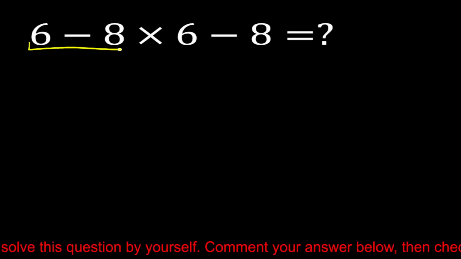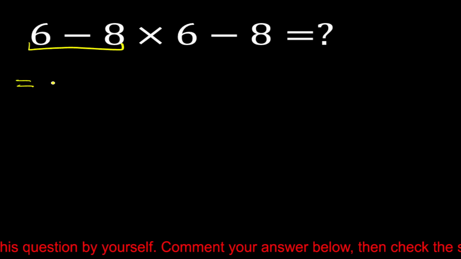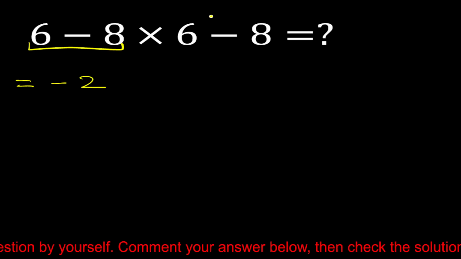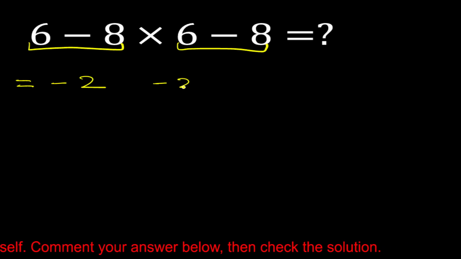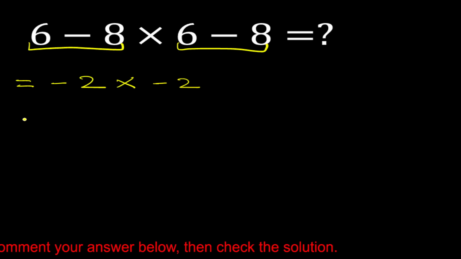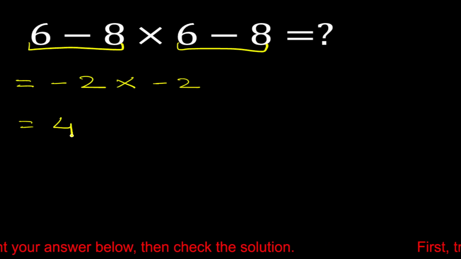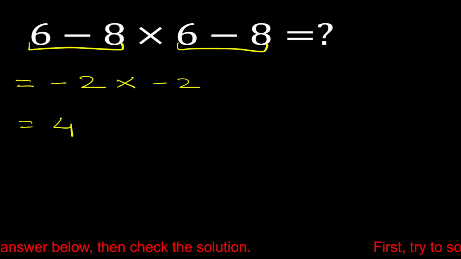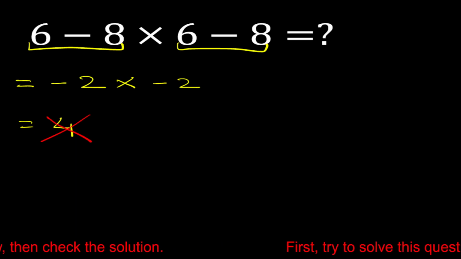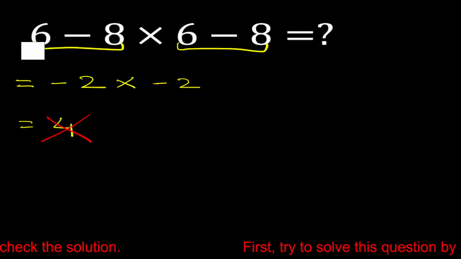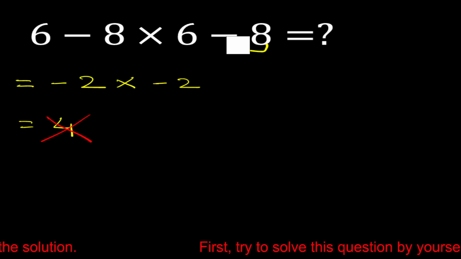So 6 minus 8 is equal to minus 2. Then again 6 minus 8 is equal to also minus 2. Now minus 2 multiply minus 2 is equal to 4. Okay, but this answer is not correct. This answer is completely wrong. So now let's solve this problem correctly by using a PEMDAS rule.